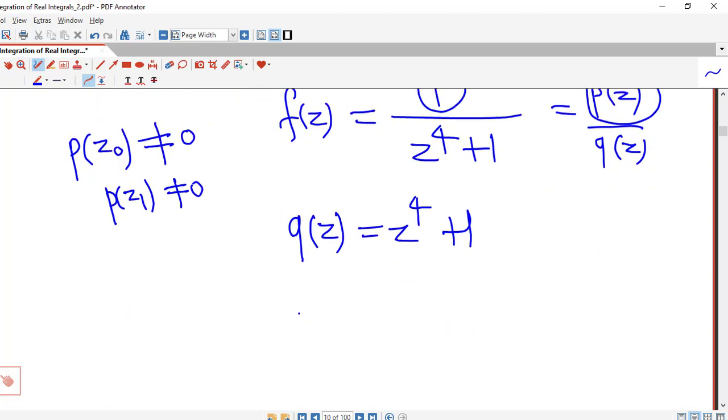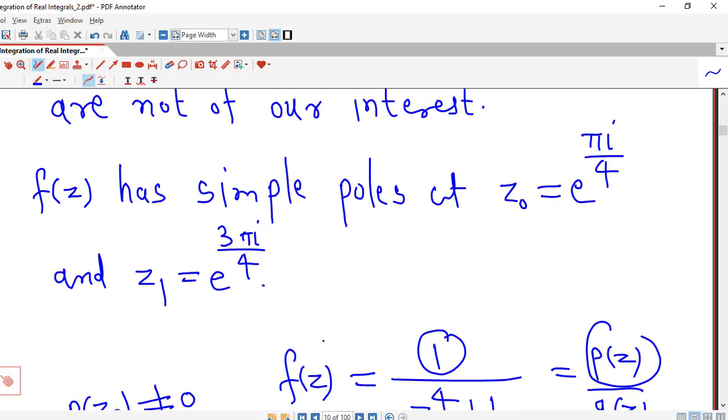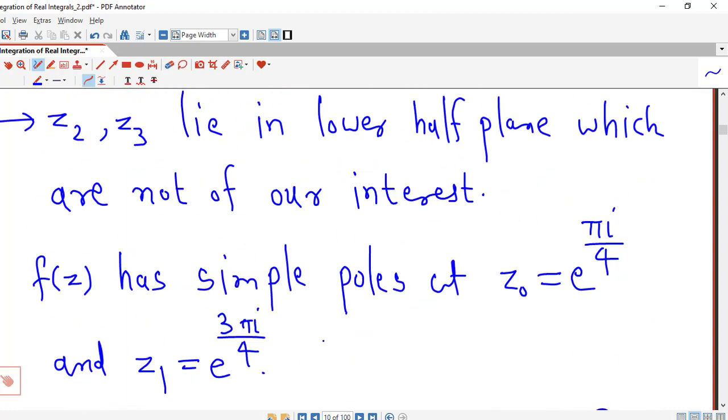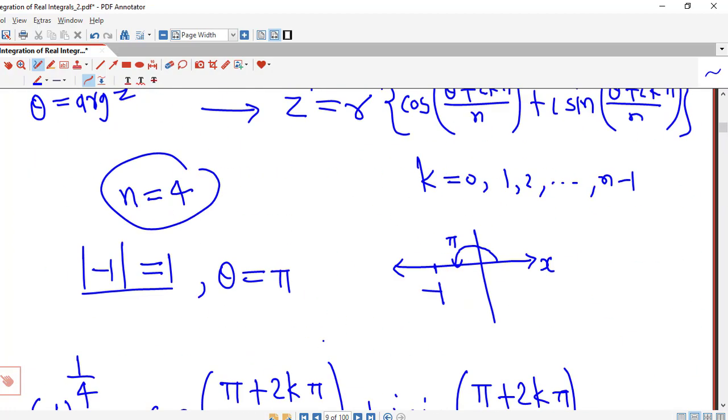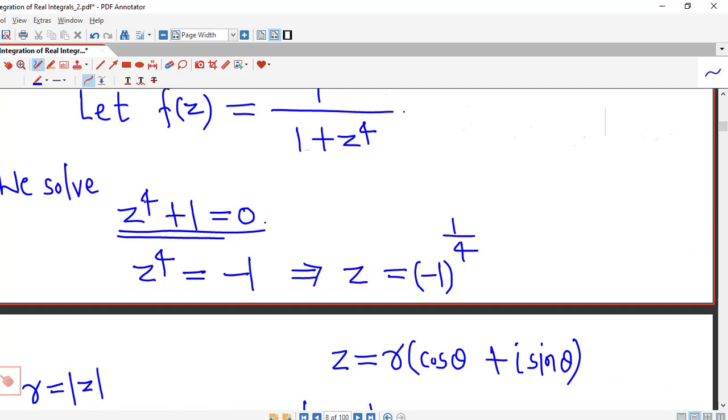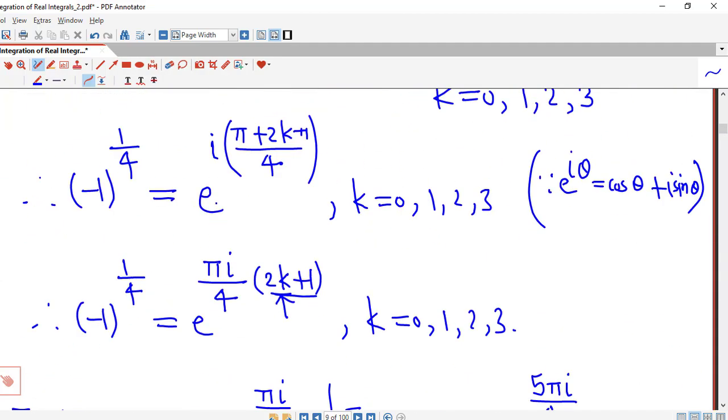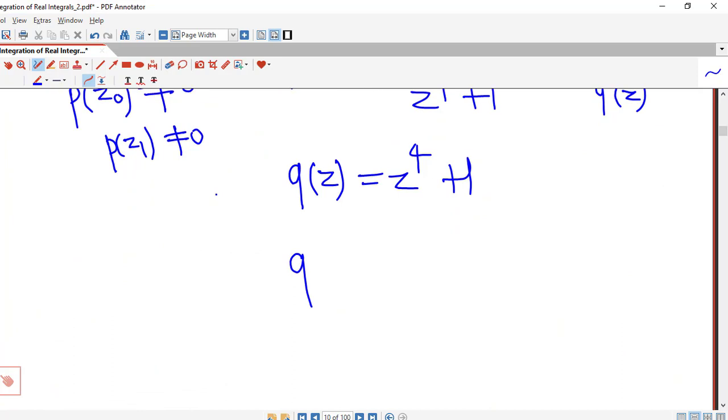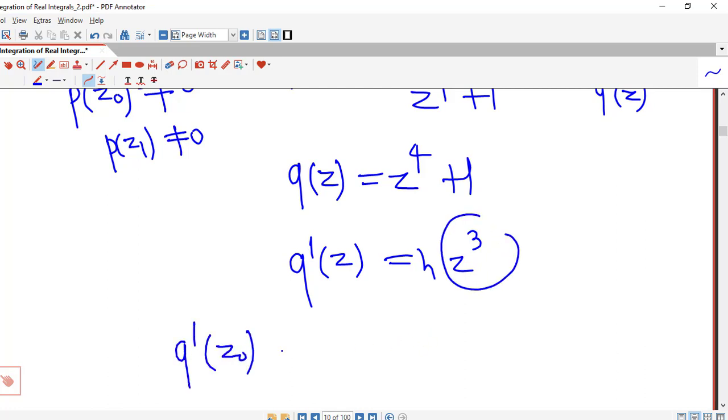So we have shown that q of z0 and q of z1 are 0, because z0 and z1 are zeros of z raised to 4 plus 1. So q of z0 and q of z1 both are 0. And if we check for q dash, q dash is going to be 4 into z raised to 3. So first we put z0 in q dash, then that is going to be 4 z0 raised to 3.